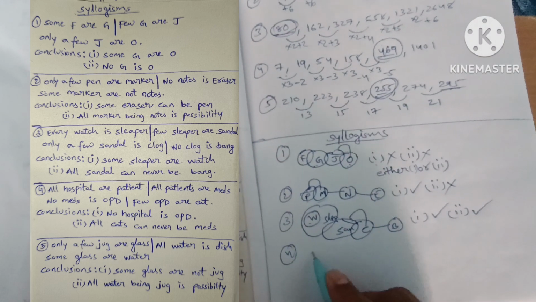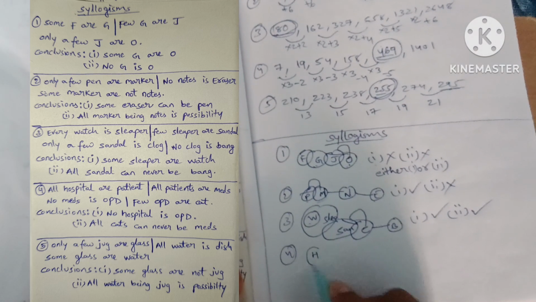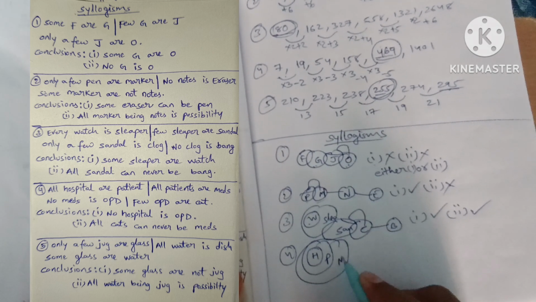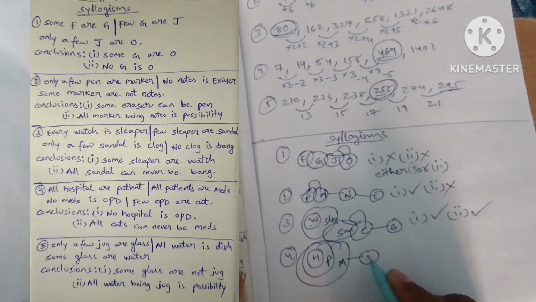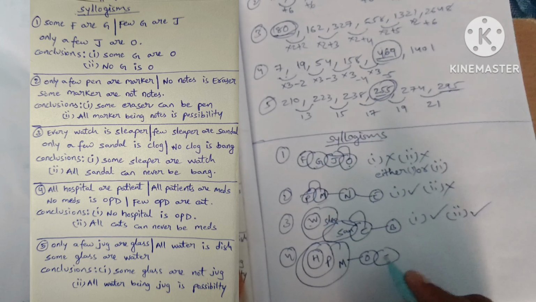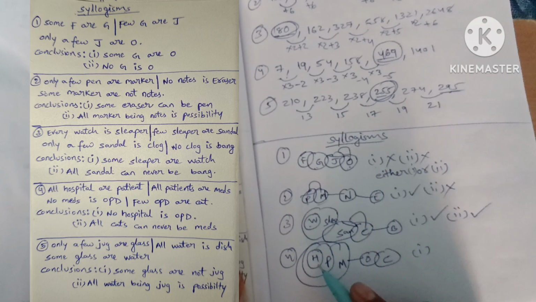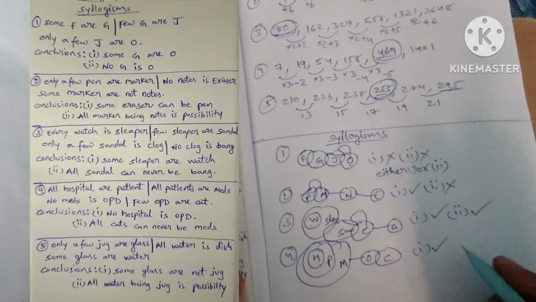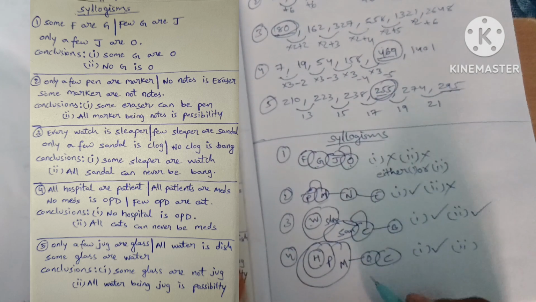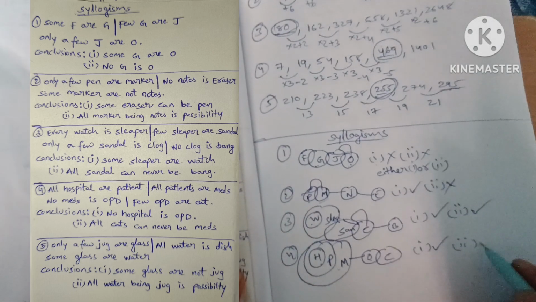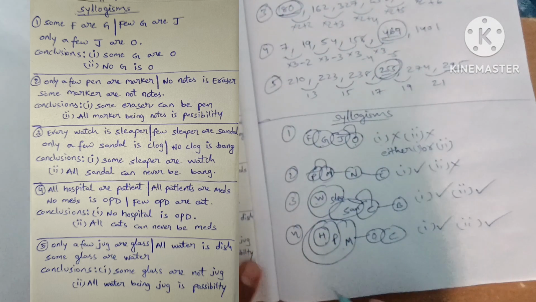Fourth one: All hospitals are patient. All patients are meds. No med is OPD. Few OPD are cat. Conclusion 1: No hospital is OPD. True. Second one: All cats can never be meds. Both true.